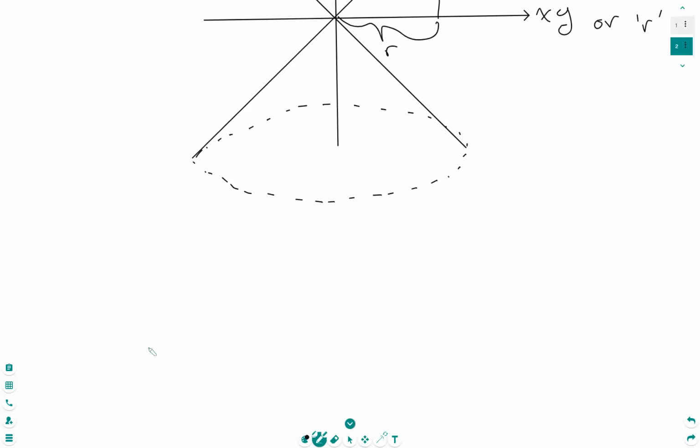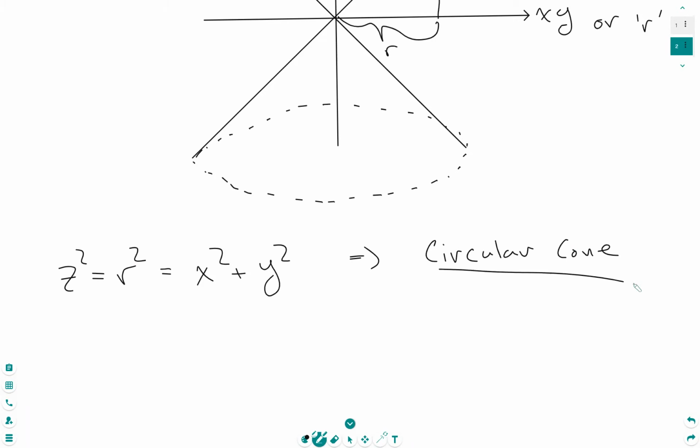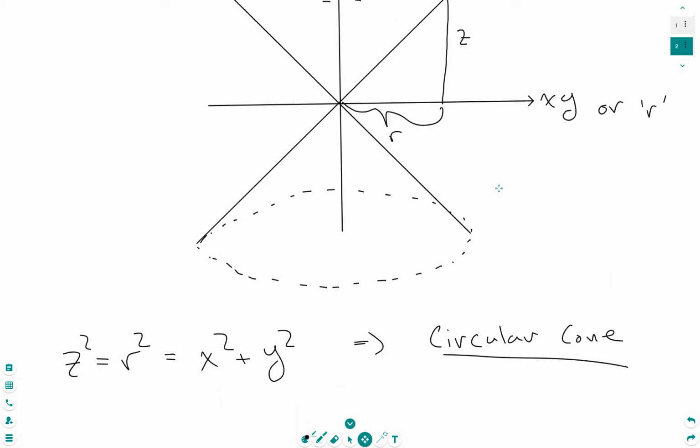But we could also say that z squared is certainly equal to r squared, right? If I just square both sides. But r squared is equal to x squared plus y squared, which from way back when we learned was a circular cone. Okay, so with that, why don't we stop there? And tomorrow we're going to pick up more with cylindrical coordinates and triple integrals inside cylindrical coordinates.